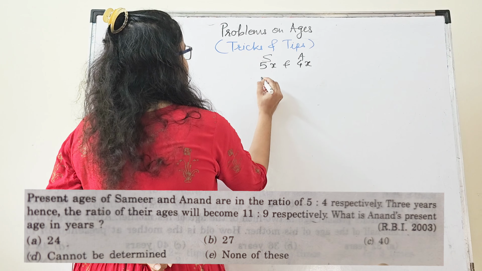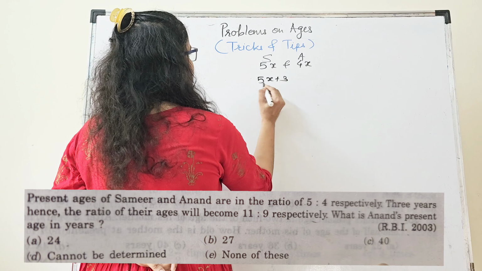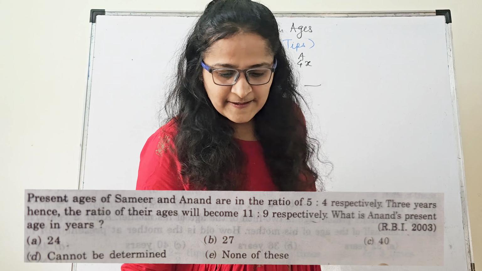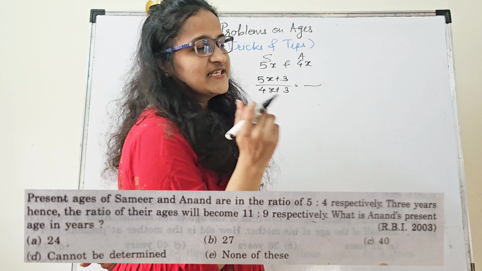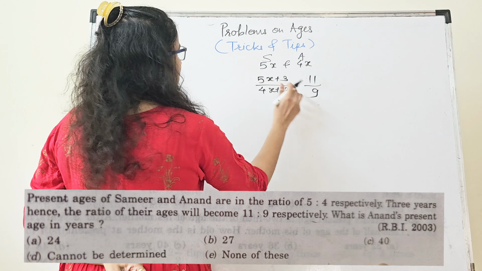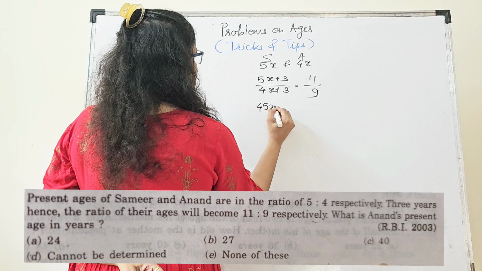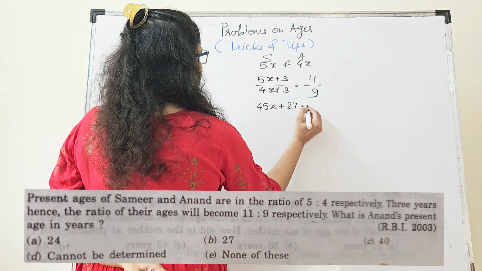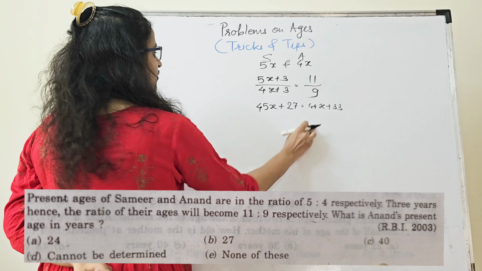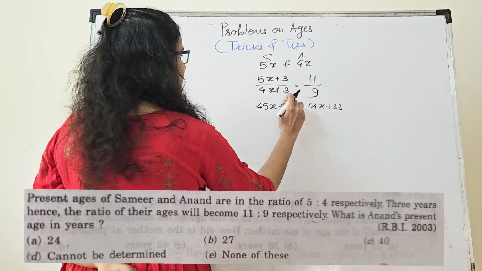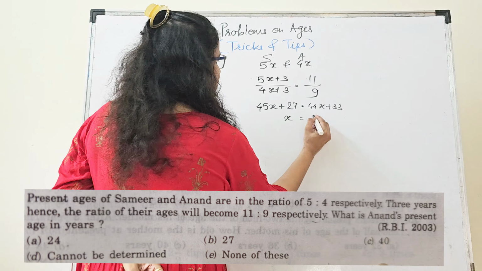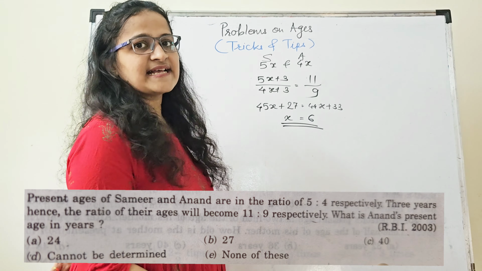So after 3 years, what are their ages? 5x plus 3 and 4x plus 3, right? And what is the proportion of their ages? It is going to be 11:9. Let's solve it by using cross multiplication. So 9 fives are 45x, 9 threes are 27, equals 44x plus 33. Yes. So now 45 and 44 come here, so x equals 33 minus 27. 33 minus 27 is 6, right? So you got the value of x as 6.